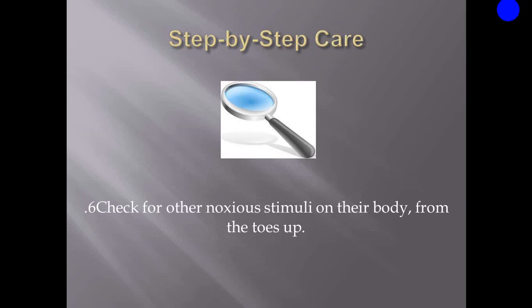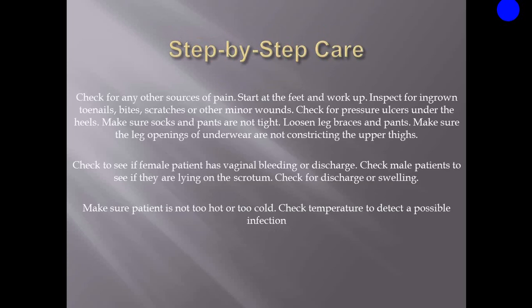Step number 6 of our care is check for other noxious stimuli on the patient's body with autonomic dysreflexia, from the toes up. Then check for any other sources of pain. Start at the feet and work up. Inspect for ingrown toenails, bites, scratches, or other minor wounds. Check for pressure ulcers under the heels.